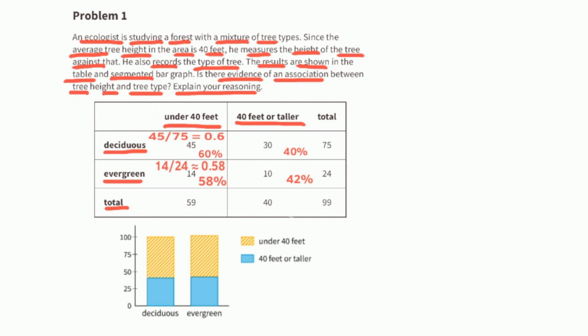In total, there are 59 trees that are under 40 feet, both deciduous and evergreen. That's 59 trees out of a total of 99 trees. That's almost 59%. That means that the remaining 41% of the trees would be 40 feet or taller. Look at the segmented bar graph at the bottom. Both the deciduous trees and the evergreen trees have a similar bar graph. That bar graph tells me that there's no association between tree height and type of tree.